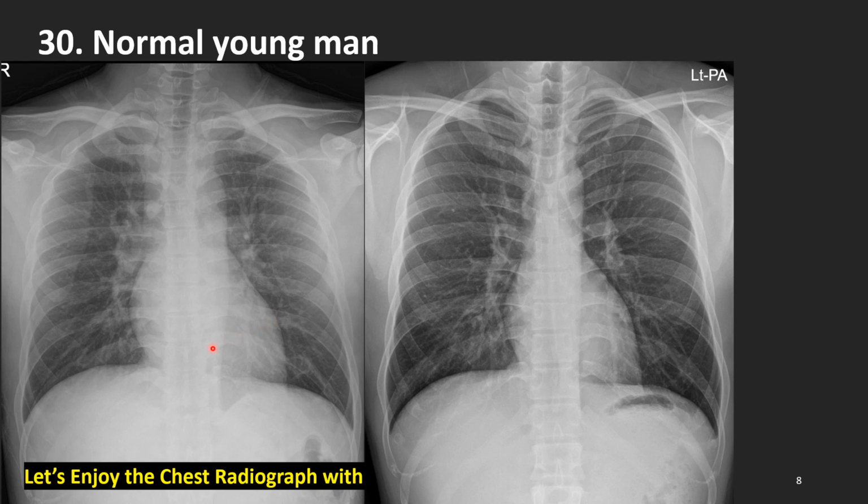And the paraspinal stripe is wider, and the thorax is shorter. Upper lobe pulmonary vessels are bigger, much bigger than PA erect view. These findings are the difference with PA film.